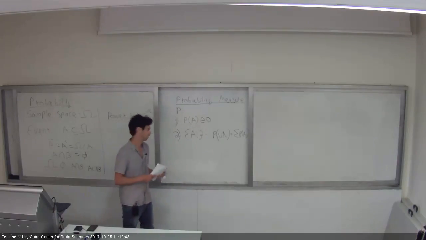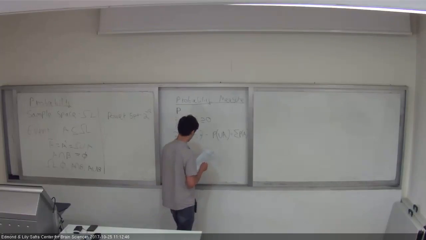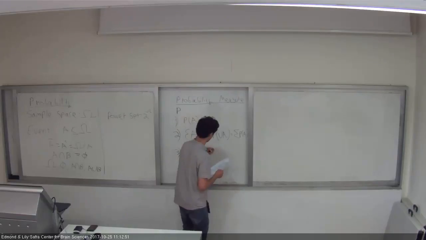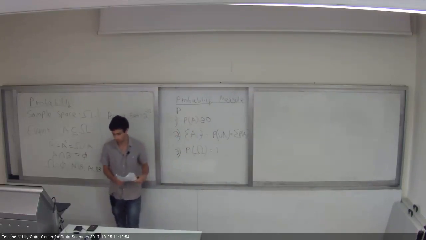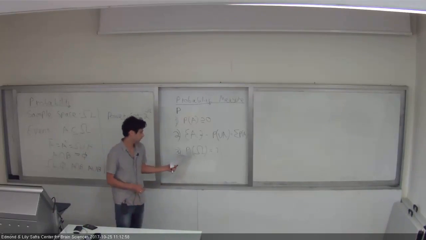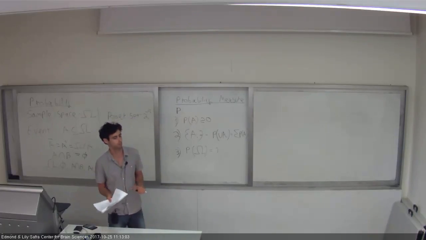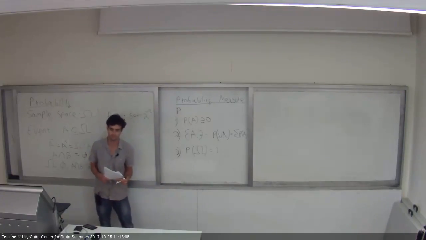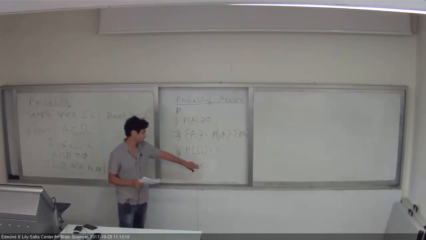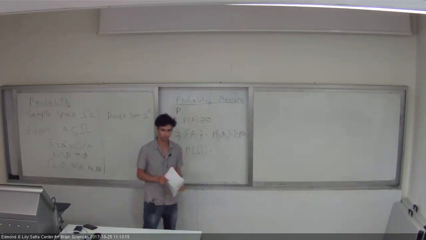And the third condition is the normalization, that P of omega is equal to 1. By the way, I uploaded my notes to the Moodle, so you can look at them after the class. So it just tells us that the probability that something has happened is 1.